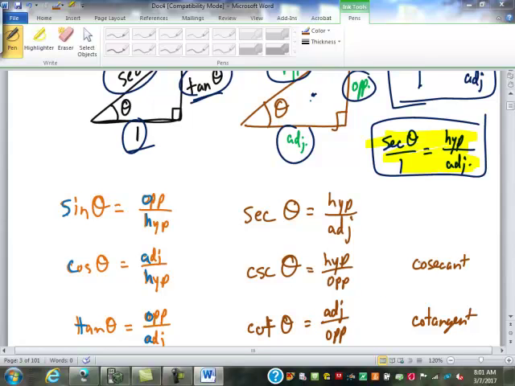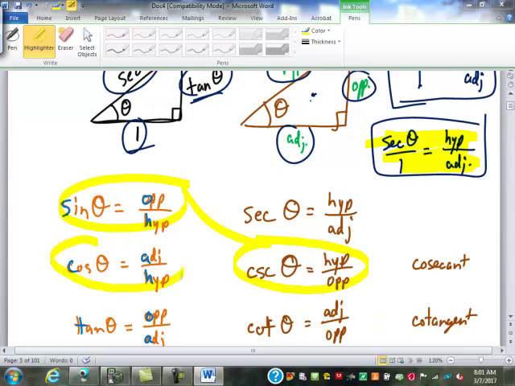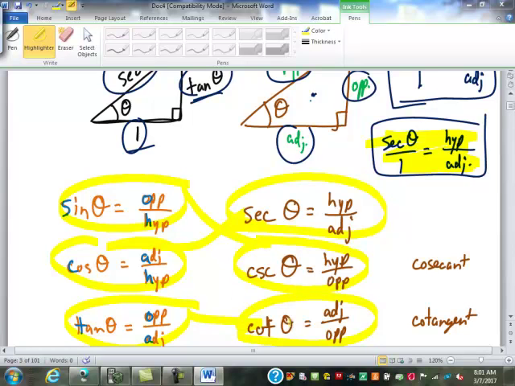Now you can see these come in pairs. The sine and the cosecant are reciprocals. Sine is opposite over hypotenuse. Cosecant is hypotenuse over opposite. The cosine and the secant come in pairs. Cosine is adjacent over hypotenuse. Secant is hypotenuse over adjacent. Tangent and cotangent are pairs. Tangent is opposite over adjacent. Cotangent is adjacent over opposite.